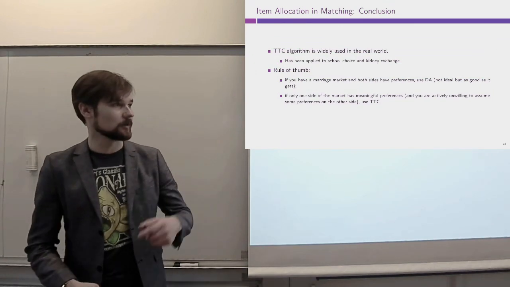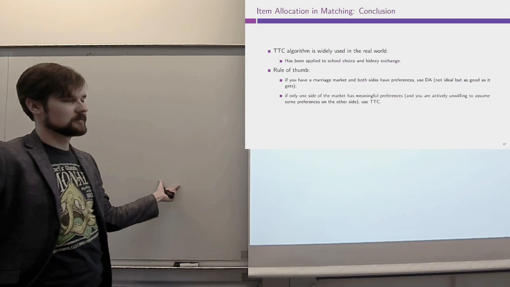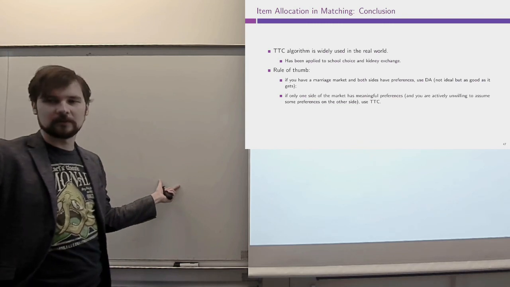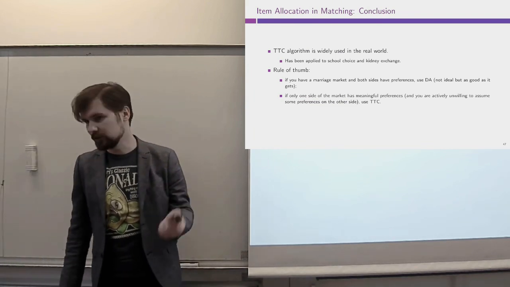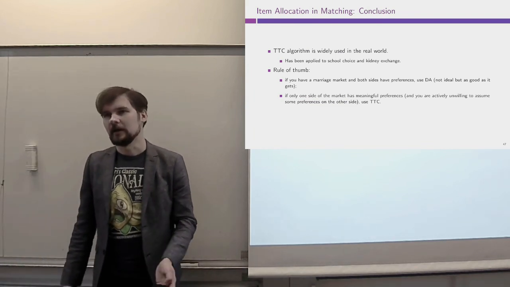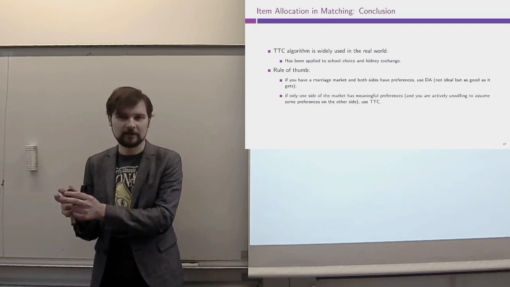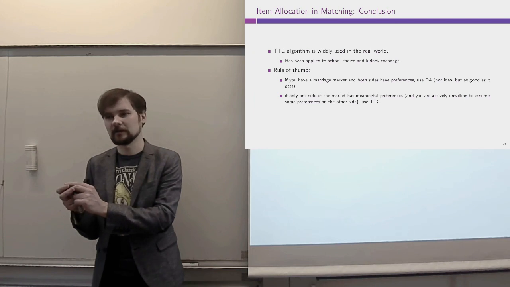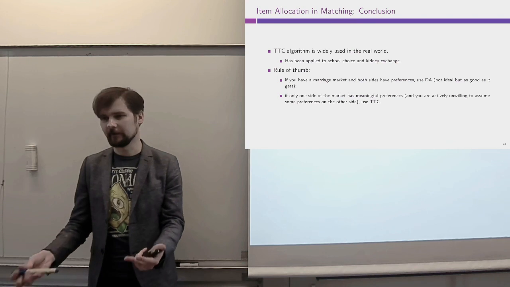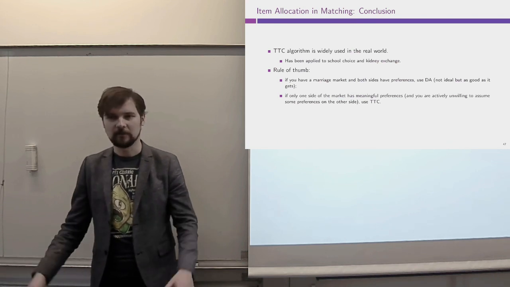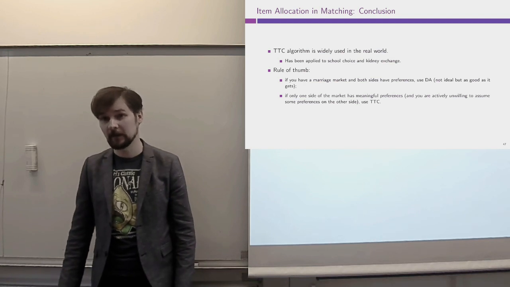Then to conclude, in the item allocation problem, if you have any kind of priority across players, you should probably use deferred acceptance. If you do not have this priority, but you have some initial allocation that you care about, and that is the outside option for players, then you should use top trading cycles. If you have neither of these two, you can use either one mechanism, either deferred acceptance or top trading cycles, and both would work fine.